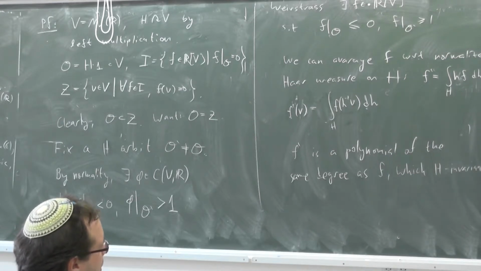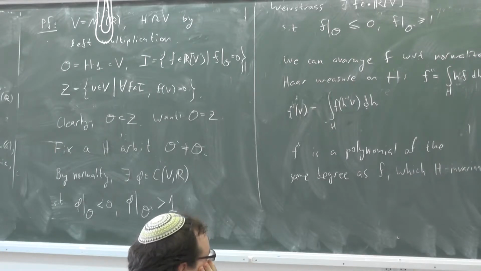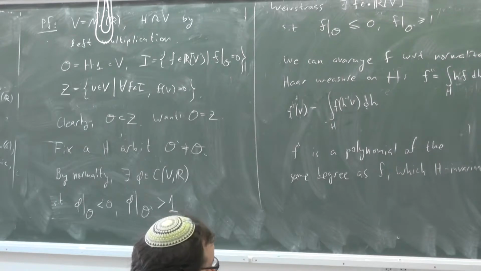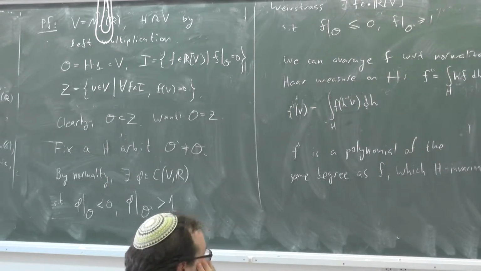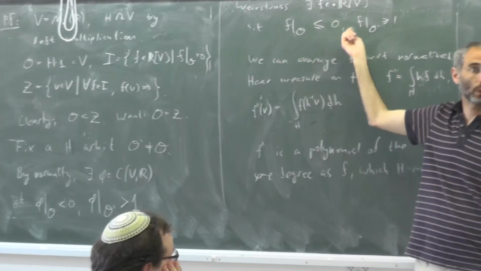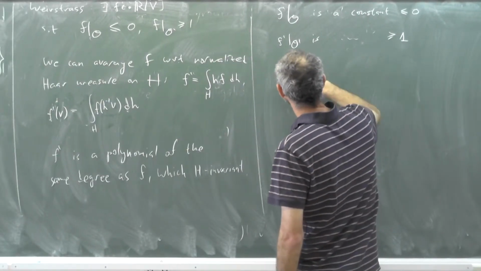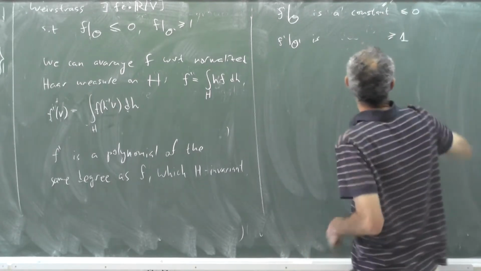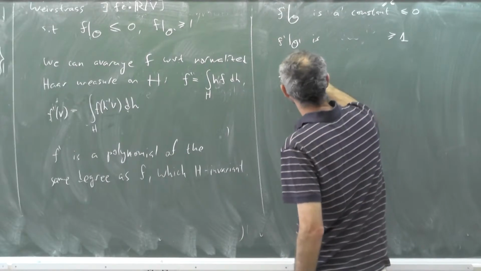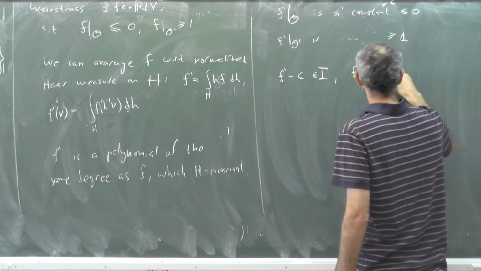Now, f prime restricted to O is some constant less than 0. F prime restricted to O prime is constant. I don't care much about the fact that it is a constant actually. It is more than 1, because I average values which are all less than 0 or more than 1. So shifting of f prime minus c is in I, f prime minus c at O prime is not.